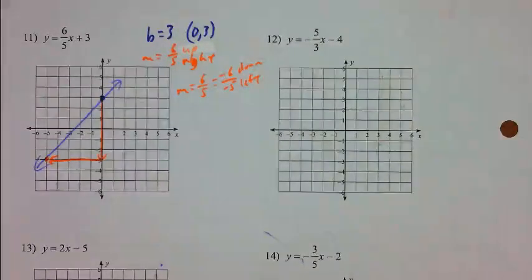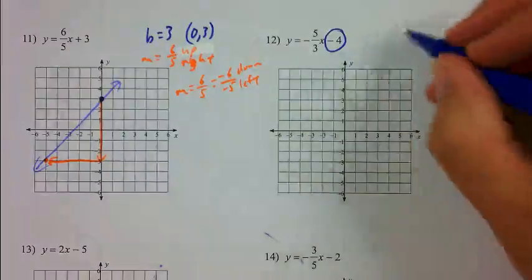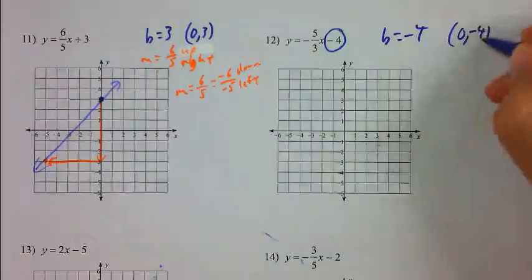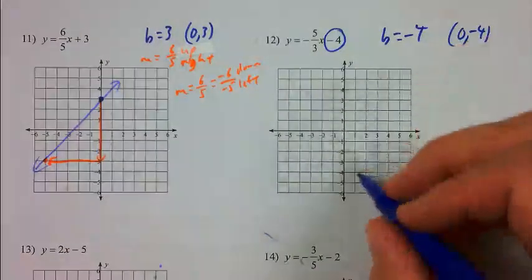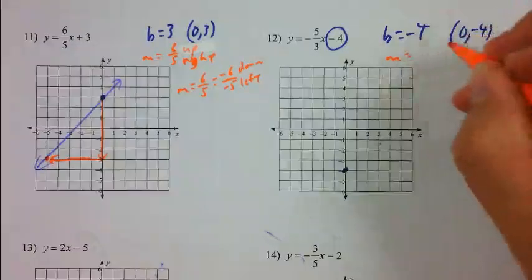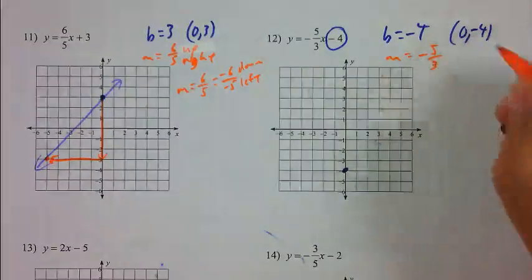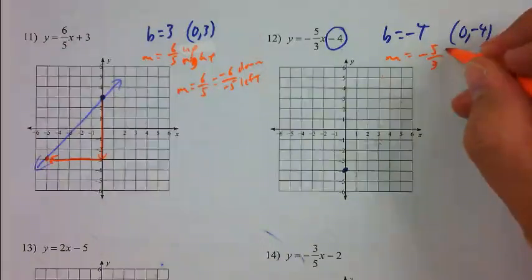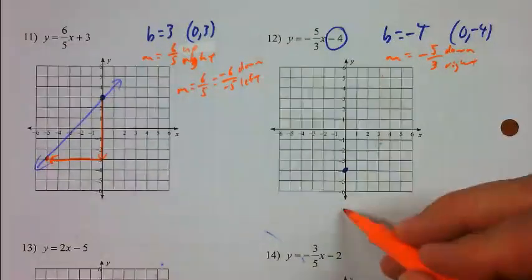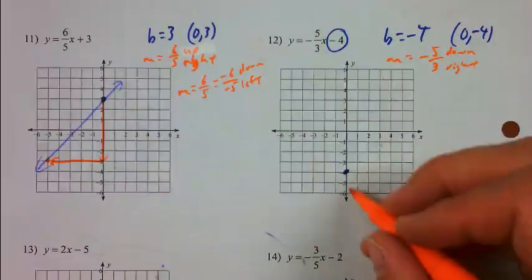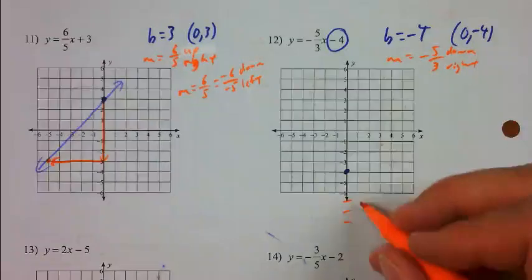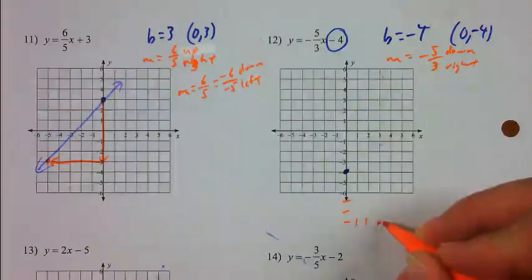So like on number 12, we have a y-intercept at negative 4. So that means we have a point at 0, negative 4. So down at 0, negative 4, we got a point. Then the slope is negative 5 over 3, which would be telling us to go down and to the right. If I go down to the right, it's going to be somewhere way down here. You could extend your graph if you want to. So 1, 2, 3, 4, 5, over 3: 1, 2, 3. So right about there.